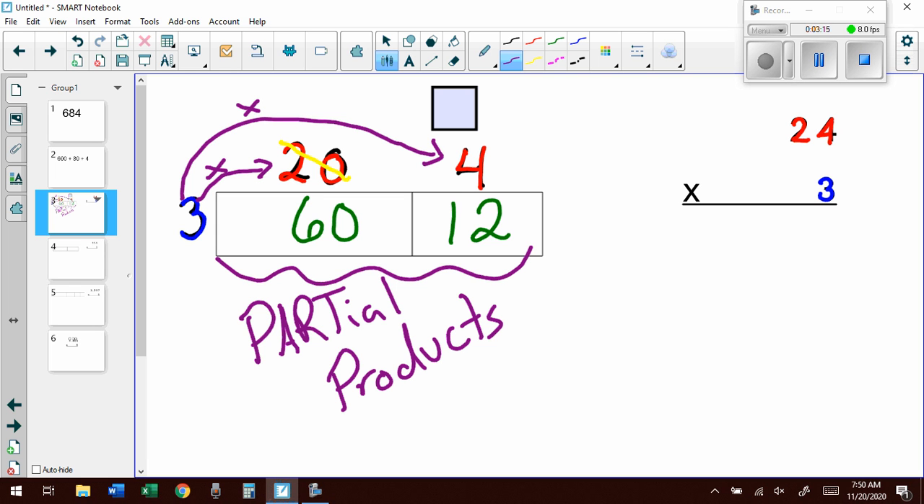They're just aligned a little differently. So we've used an area model, because we take the width times the length of something. And we've used that to get our partial products. Our partial products are 60 and 12. What do we do with partial products? We add them. 2 plus 0 is 2, and 6 plus 1 is 7. So it's a different way to multiply, but it lines it out a little bit more for you.